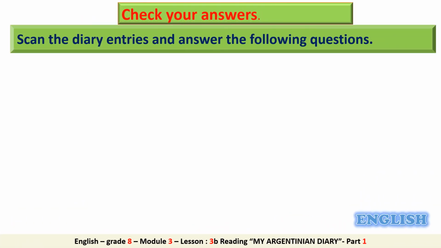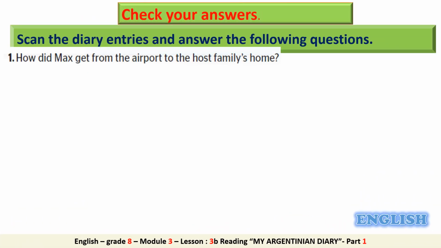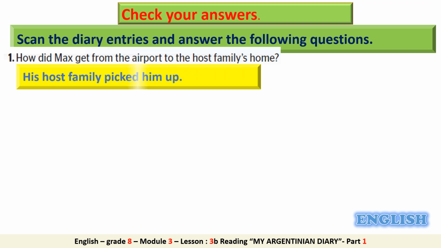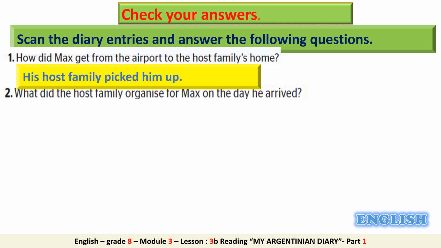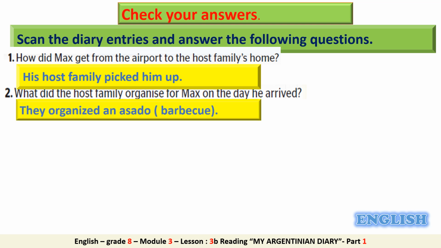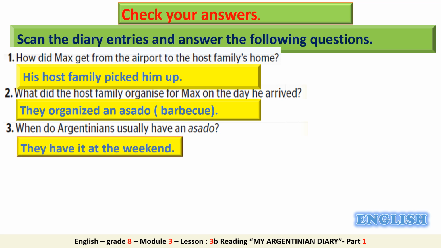Now check your answers. 1. How did Max get from the airport to the host family's home? Excellent. His host family picked him up. 2. What did the host family organize for Max on the day he arrived? Good. They organized an asado. Asado means barbecue. 3. When do Argentinians usually have an asado? Good. They have it at the weekend.